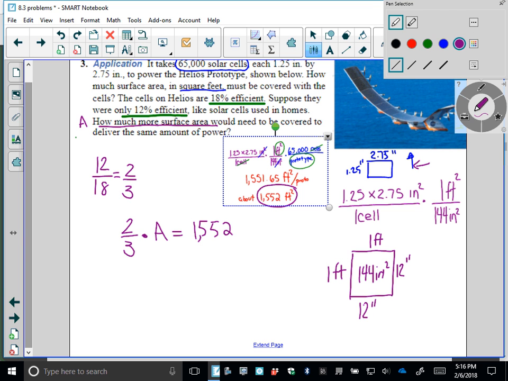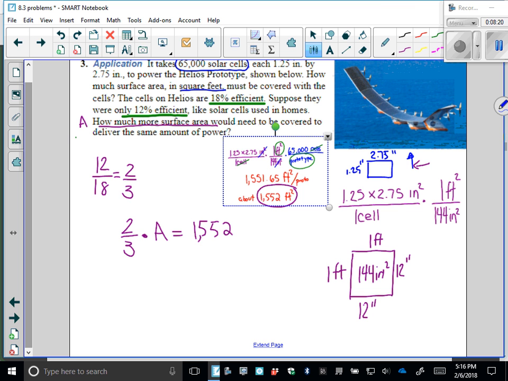I know that I'm going to need more cells because they're less efficient. So I'm going to say 2/3 of a certain number that I'm looking for is going to be equal to 1,552. So I'm going to multiply by 3 here. So this is no longer really a dimensional analysis problem. And then I'm going to divide by 2. And when I do that, I'm going to just do that right now.